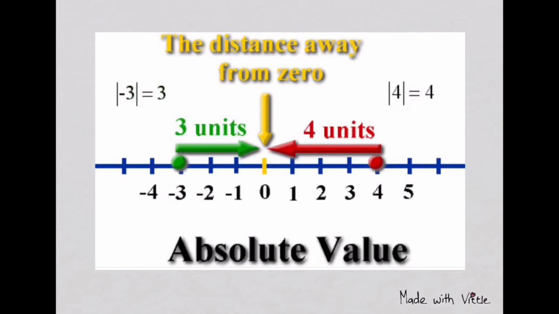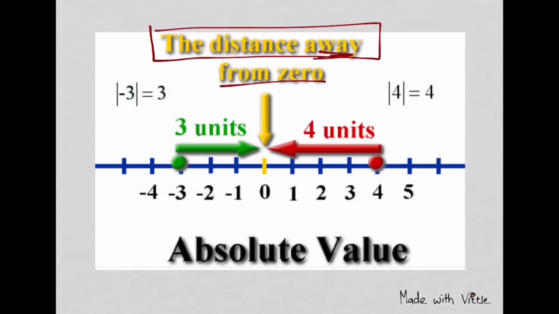Now let's move on to absolute value. An absolute value is actually just the distance of a number away from zero on your number line. Okay? So it's not negative nor positive. It's just the spaces away from zero of that number.